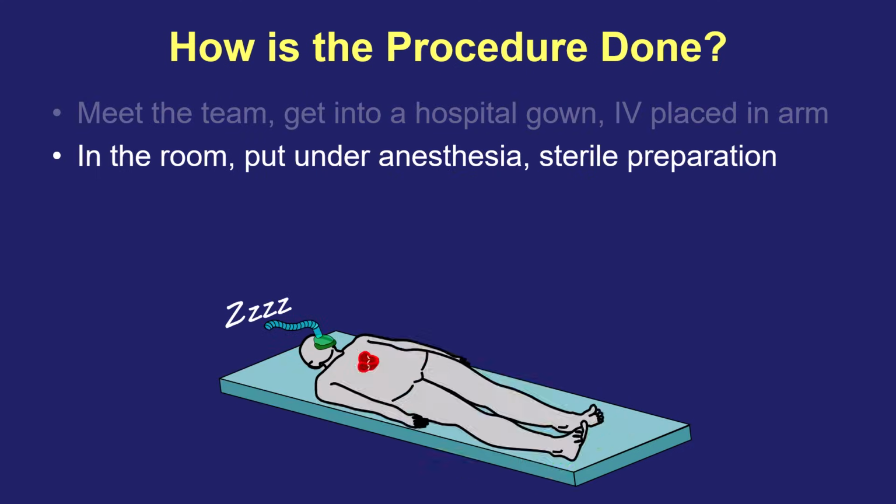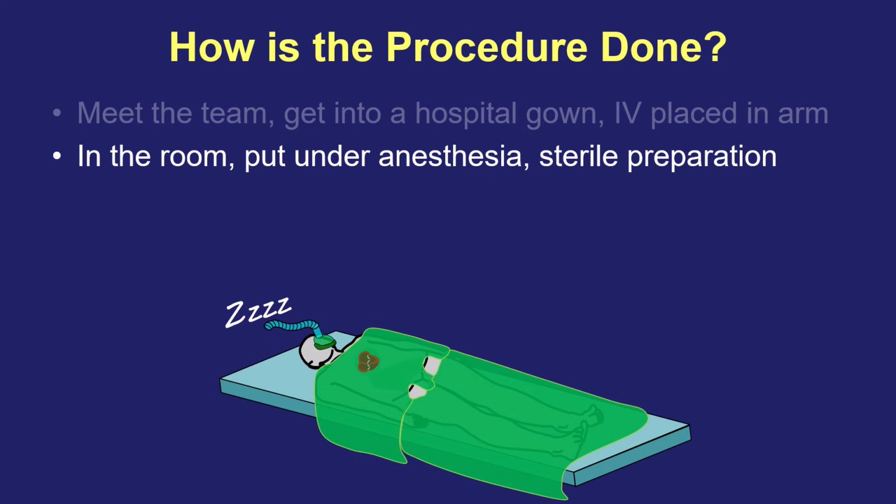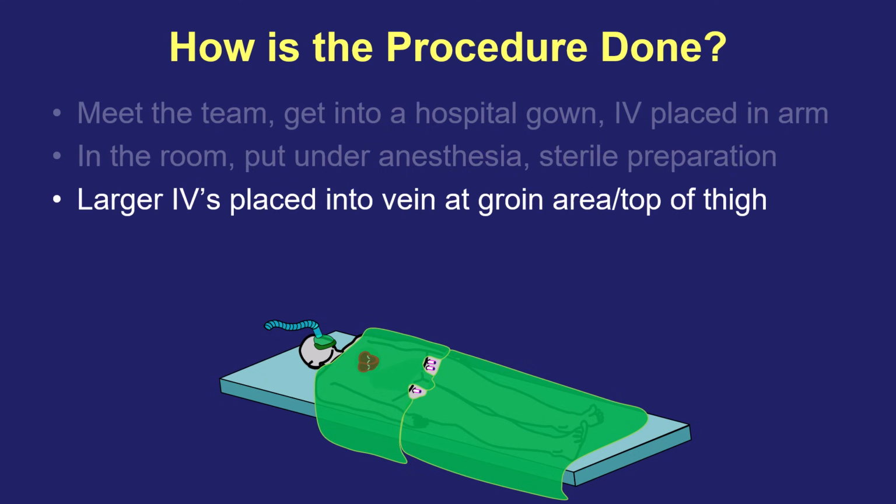You'll be put to sleep under anesthesia, and they will sterilely prepare the skin in the top of the thigh, the area where we put our IVs through which we will work, and they use a sterile, clean surgical drape on top to keep everything clean and sterile. We put those IVs into the vein at the top of the thigh on each side in the groin area.